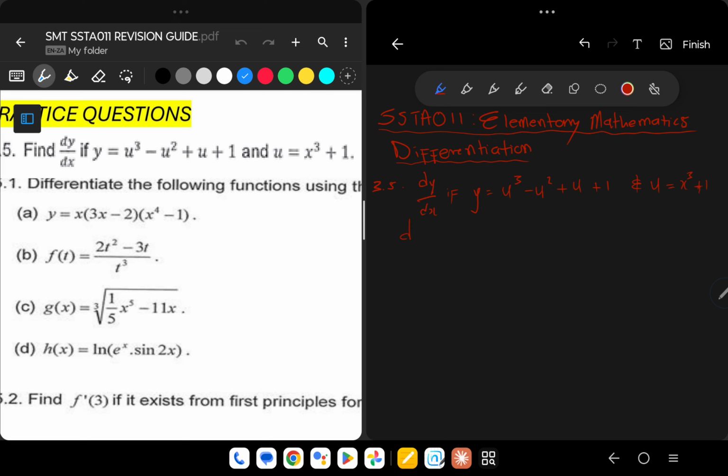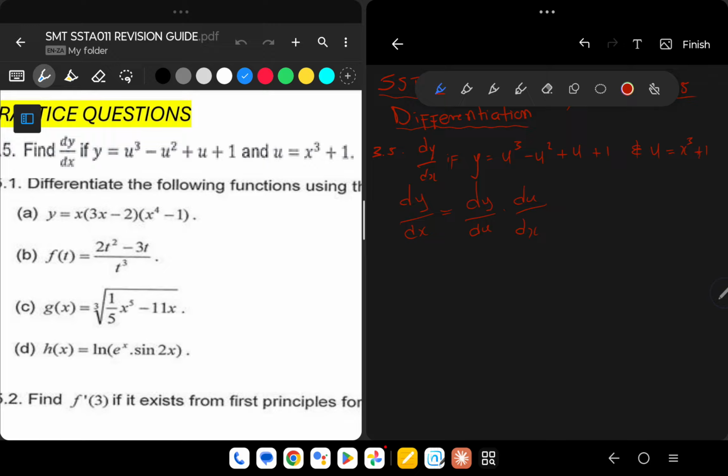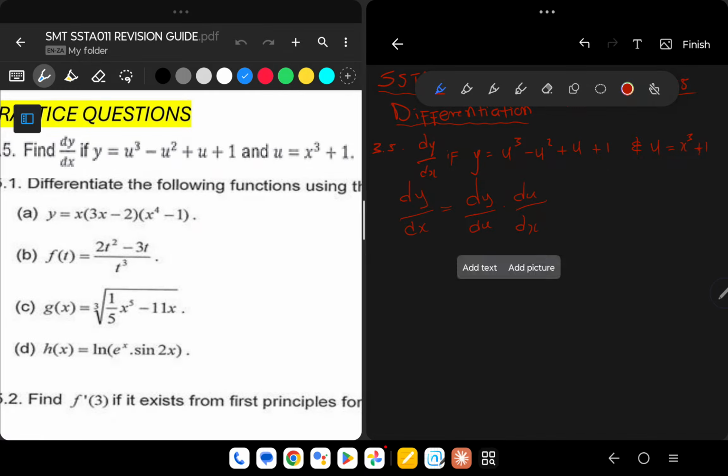So you can have dy over dx being equal to what? dy over du times du over dx. This is simply the same thing as dy over dx because eventually du and du will cancel out. So we haven't changed much on dy over dx. So that's basically what we are looking for. So now let's first find dy over du.